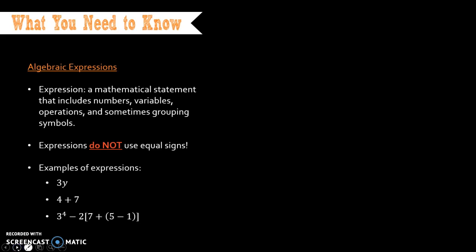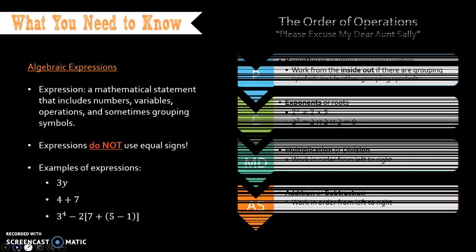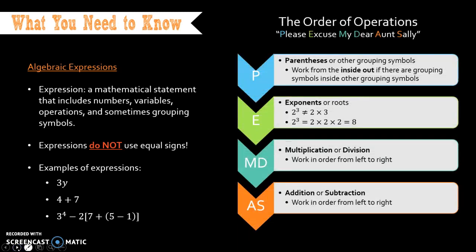Here are some examples of expressions. It's just different combinations of variables, numbers, and operations, but there are no equal signs in any of these examples. The order of operations has an acronym, PEMDAS. Please excuse my dear Aunt Sally, maybe something that you've heard before. And here's the order that we do our algebraic expressions.